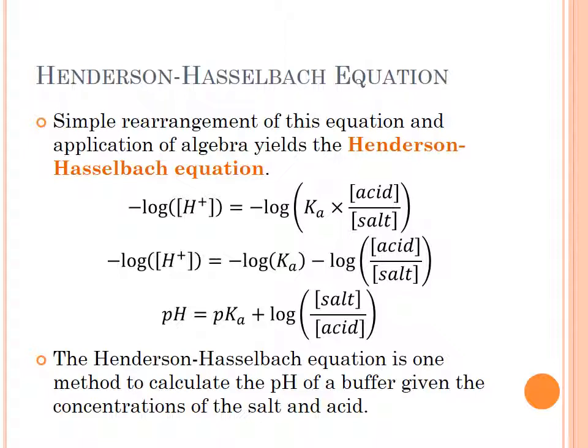And that'll give you the pH of the buffer if you know the concentrations of the acid and the salt. But again, that's assuming that our approximation works and there's not significant ionization of the weak acid.